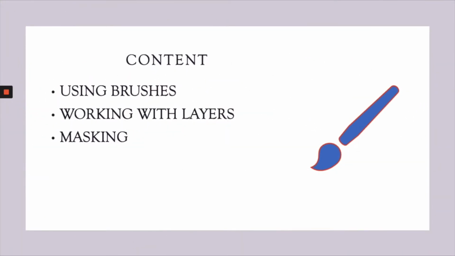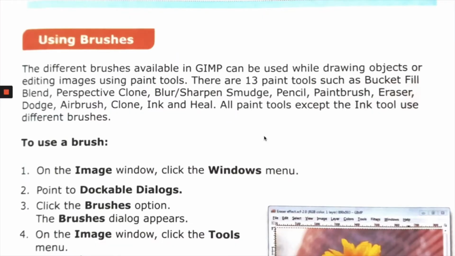Today we'll be discussing three main topics. They are using brushes, working with layers, and masking. Using brushes. The different brushes available in GIMP can be used while drawing objects or editing images using paint tools.